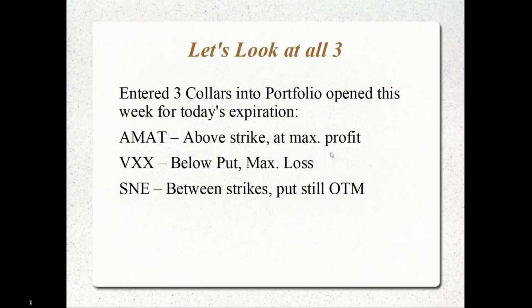Now, I entered 3 collars to look at in the portfolio that expire this week. It doesn't address one of Paul's situations, but we'll take a look at that too, where we still have time to go to expiration and the stock has fallen. These are 3 collars for today's expiration though. AMAT is now above the strike and at maximum profit. VXX, collar opened on Monday, would be below the put strike price and would be at the maximum loss. And Sony, SNE, which we just looked at on the profit and loss chart, the little graph I threw up there, that's the one that's between the strikes. The put is still out of the money, but it's also at expiration.